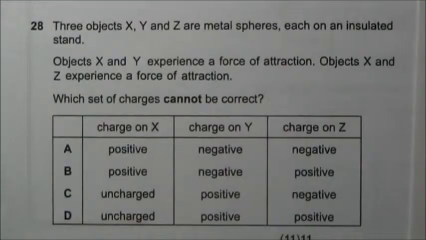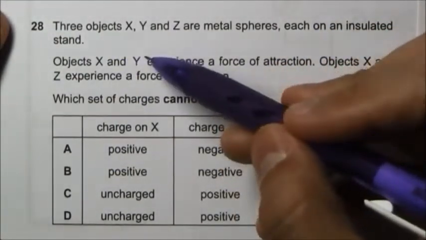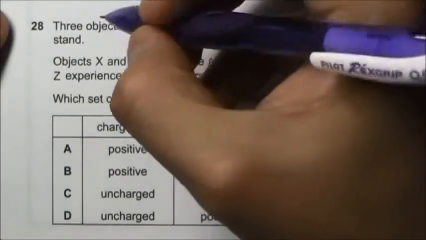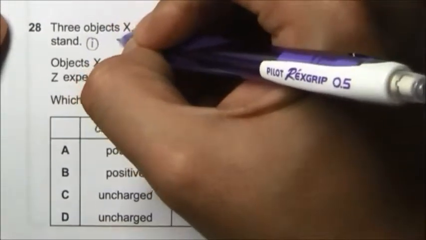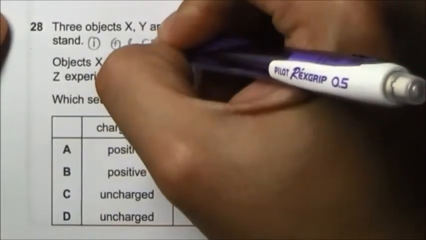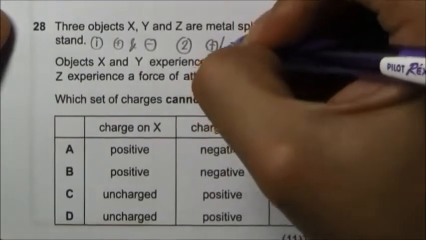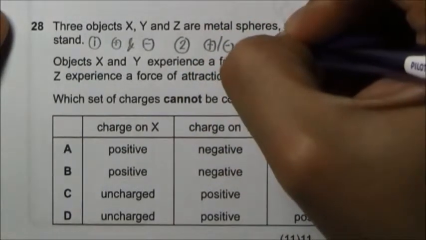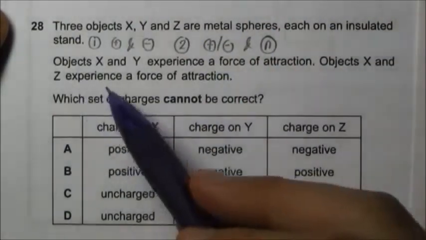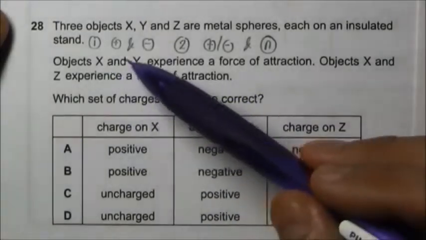Okay, in this question we have three metal spheres, and spheres X and Y experience a force of attraction. When there is a force of attraction, there are two possibilities. The first is that one is positively charged and the other is negatively charged. The second is that one is charged, either positive or negative, and the other is a neutral object. We also know that X and Z experience a force of attraction. So now let's look at X and Y first.